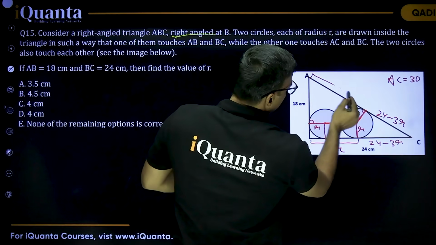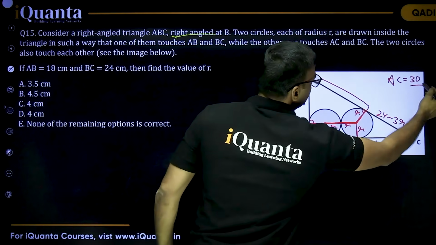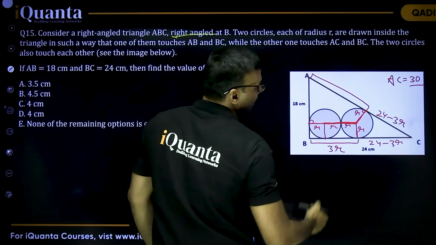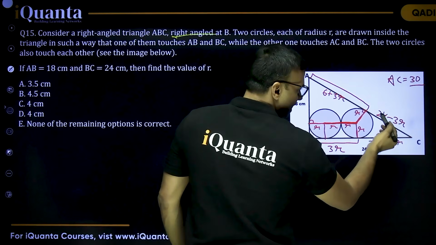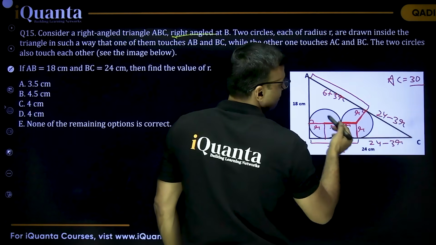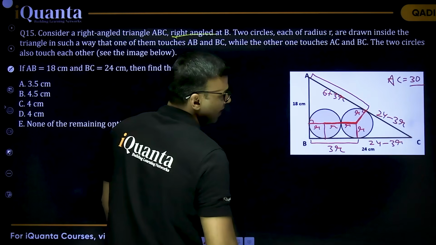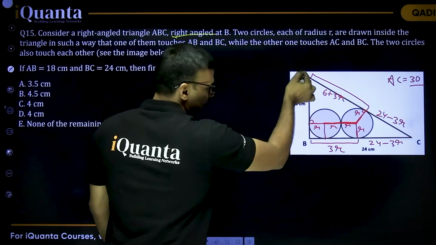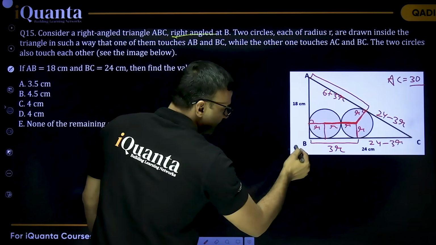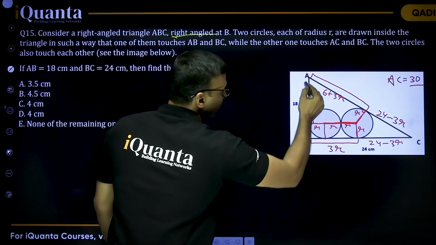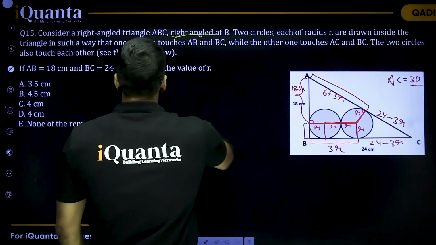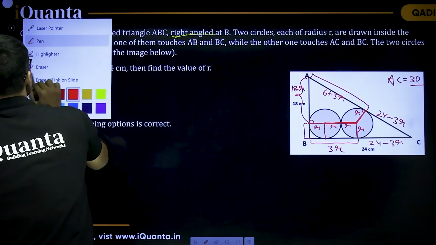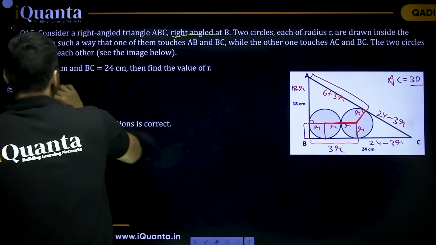So from here to here, what will be the length? 30 minus 24 minus 3r, that will be 6 plus 3r. Simply subtract 30 minus this whole item. So 30 minus 24 is 6, minus 3r will become plus 3r. So this length is 6 plus 3r. The entire length is 18. This bottom length is r. So this upper length should be 18 minus r, right?